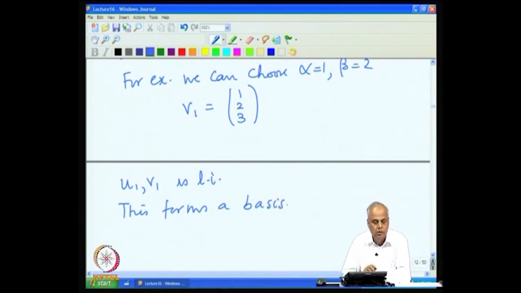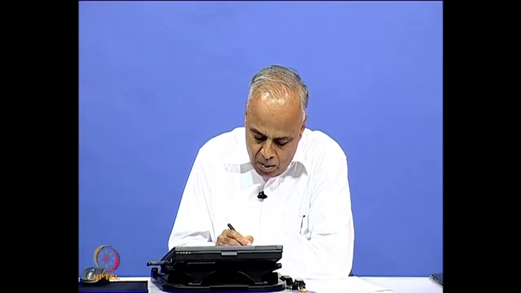Now, we see that U1 is part of this basis. So, whatever linearly independent set you start with, you can make it a part of a basis. Note, our choice of V1 was not unique, because all we had to do was choose an alpha and beta such that alpha is not equal to beta. We could have chosen alpha as 1, beta as 0, or alpha as 36 and beta as 27. Whatever values you choose, as long as alpha and beta are not equal, we will get a valid V1.